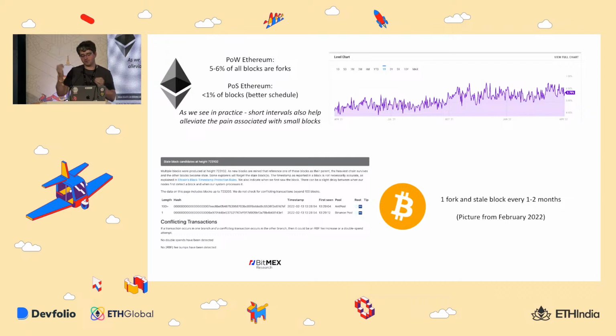And that's really because proof of stake Ethereum is more synchronous. There's strict deadlines to do stuff. So people know when to create a block, when to validate a block. It's a much more structured system. Whereas on Bitcoin, there's a fork every 1 to 2 months. They're so uncommon that BitMEX writes a blog post when there's a fork. Because it's a big event in Bitcoin that there was one fork and one stale block.